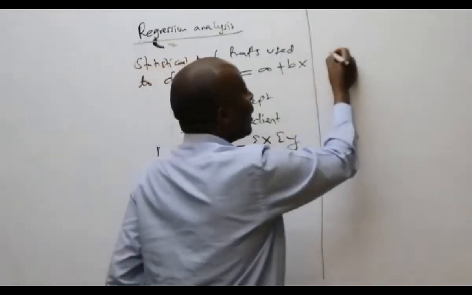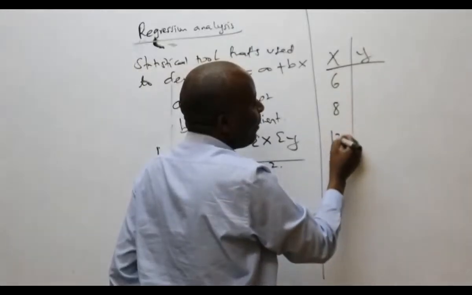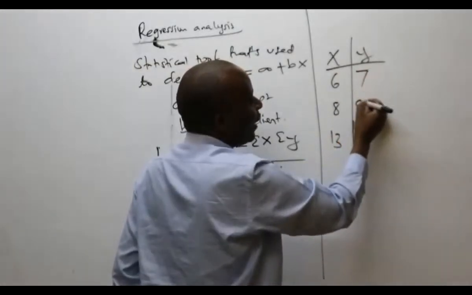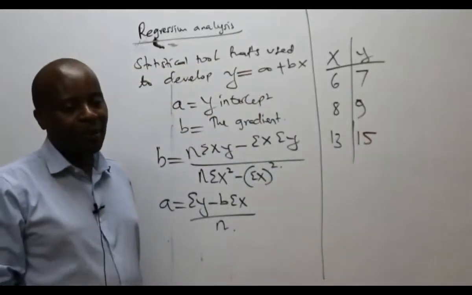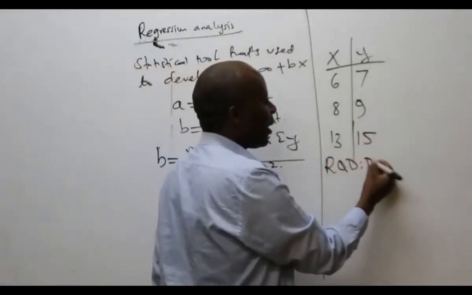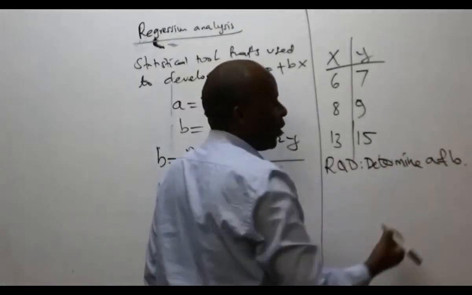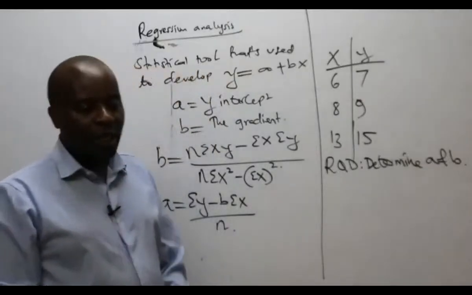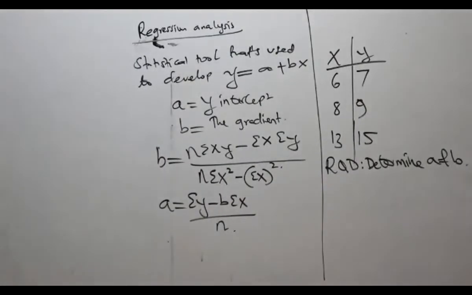If you're given x and y, perhaps they give you 6, 8, and 13 there, and then we have 7, 9, and 15 there. Then you are required here to determine a and b. Determine a and b using regression analysis.